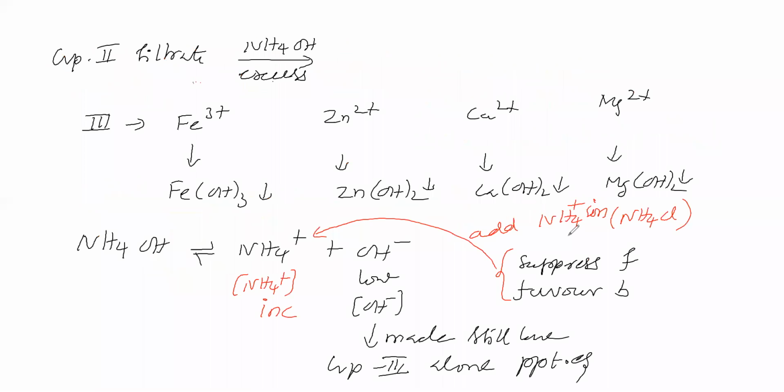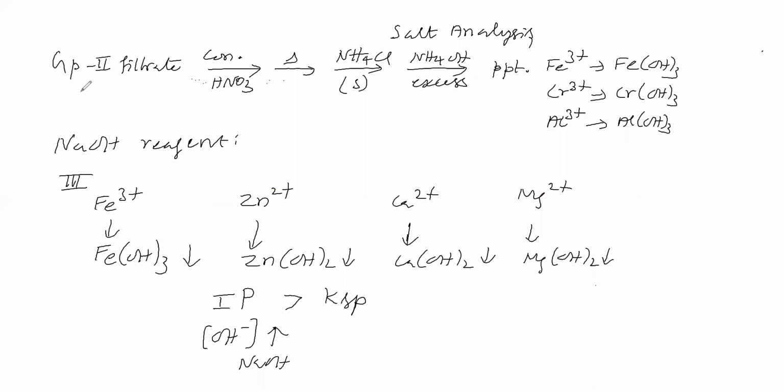Now here we have seen how to proceed from group 2 filtrate. We take the group 2 filtrate, add conc. nitric acid and heat. Why? Because if any ferrous is there in the group 2 filtrate, it will convert into ferric. Then you add group 3 reagent and get the group 3 precipitate. So we got an idea of the necessity of conc. nitric acid.